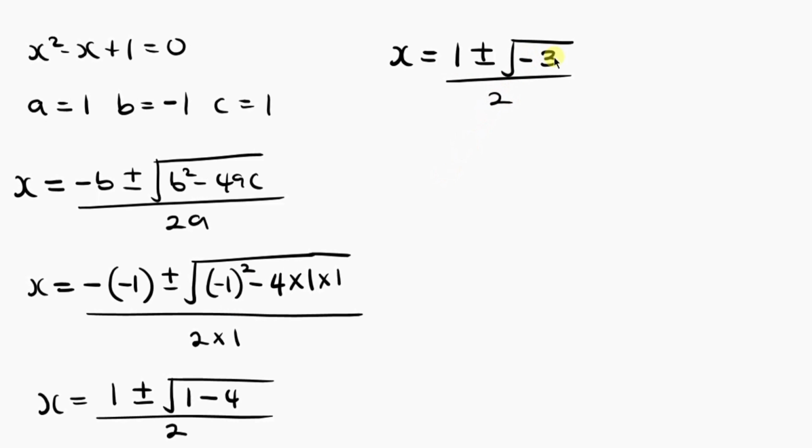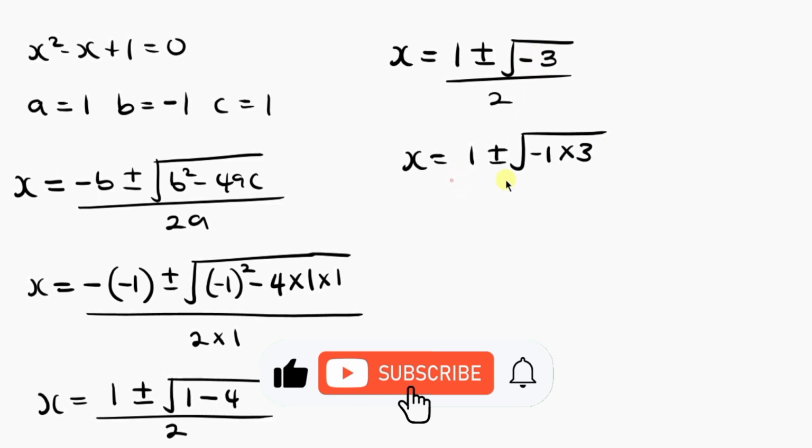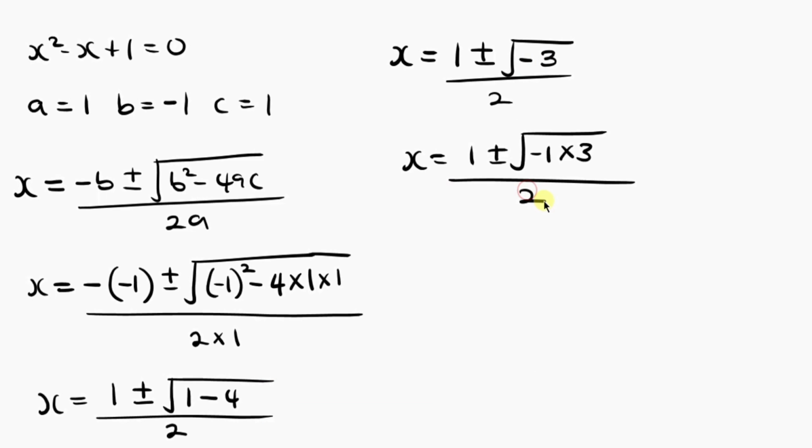Now, since I have a negative inside the square root, this is what I'm going to do. I'm going to multiply negative 1 by 3, which is still the same thing I have here. So divide by 2. So now x is going to be equal to 1 plus or minus the square root of 3, which gives root 3, times the square root of negative 1, which is always i. Are you seeing that? Very good. All over 2. So let's separate this to get our final answer.